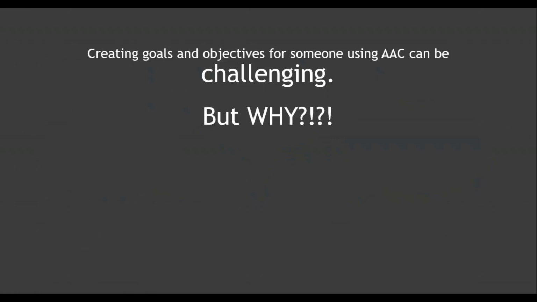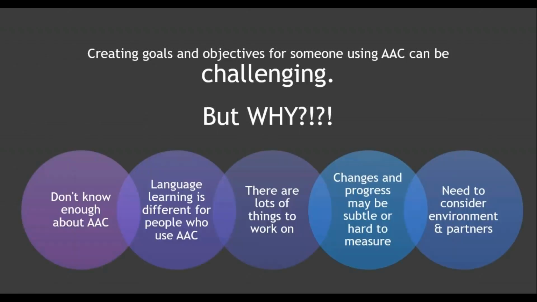As most of you know, and probably why you're here today, creating goals and objectives for someone who uses AAC can be challenging, and these are some of the reasons why. Could be that we just don't know enough about the AAC system, or that language learning is different for people who use AAC, or there's lots of different things to work on and it's hard to prioritize which are the most important at any given time. Or it could be that change and progress is subtle and hard to measure, or that we always need to be considering the environment and communication partners.